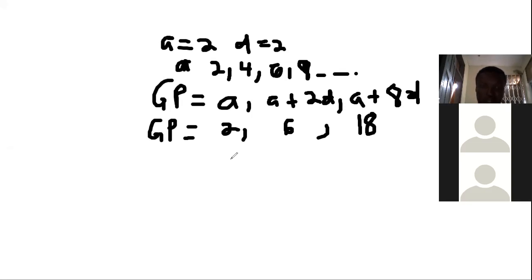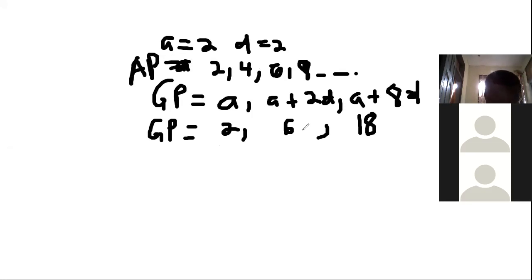Michelle, so this will be the sequence for the linear progression, which is AP, and that of the GP will be this one. That of the GP will be this one. Please, I hope you understand. Yes, sir. Good.